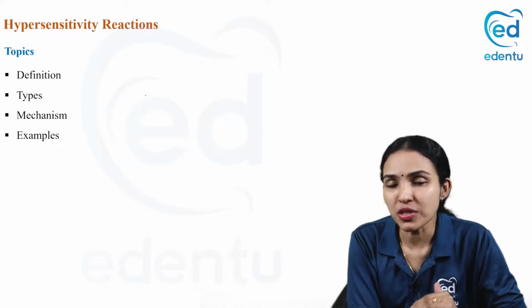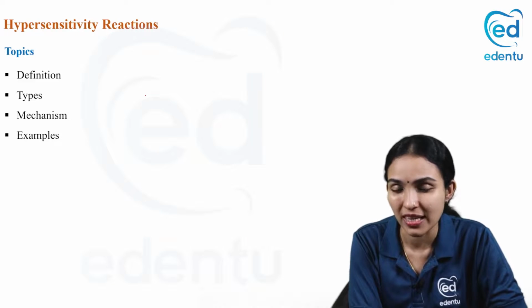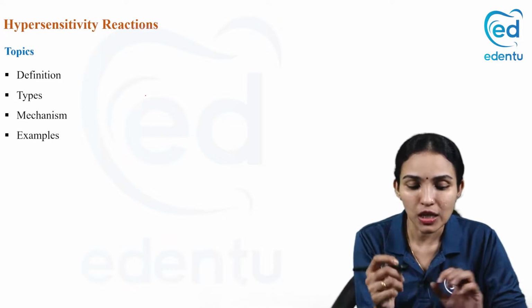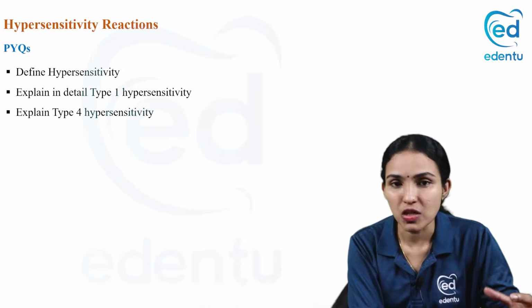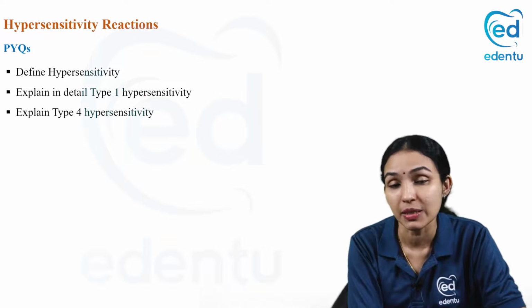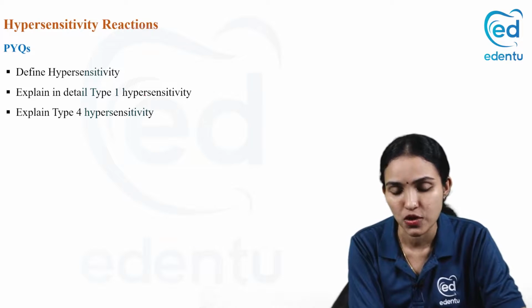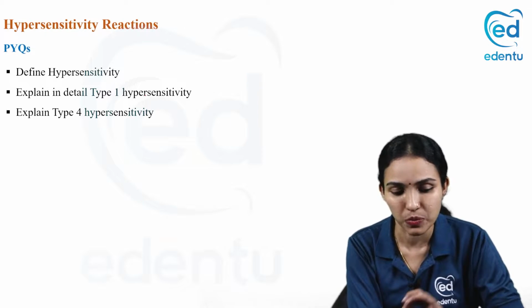So the topics we are going to discuss are the definition of hypersensitivity, the types, mechanism, and examples. All these are very important from the point of view of exams, because these were previously asked questions. What is the definition? Explain in detail type 1 and type 4 hypersensitivity. So we need to know the mechanisms of these hypersensitivities and their examples.